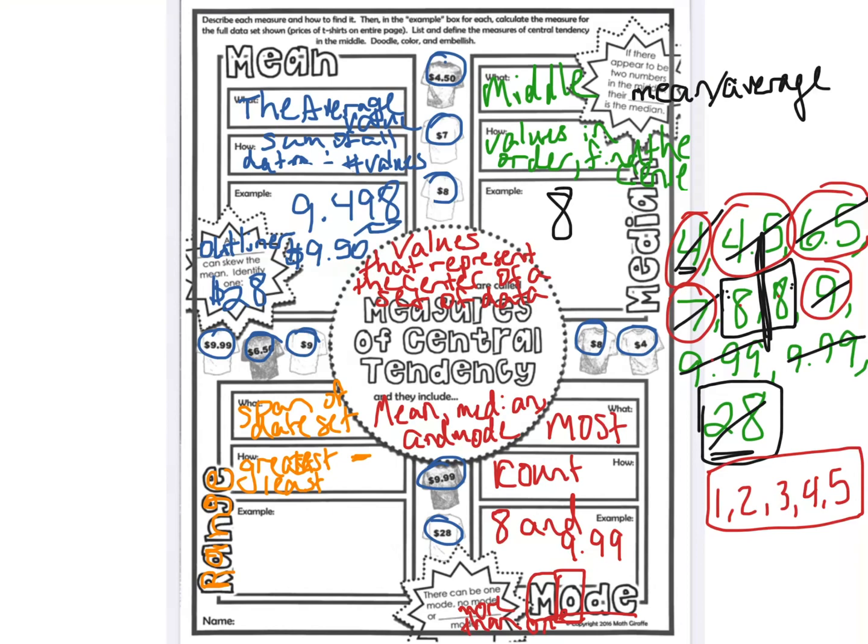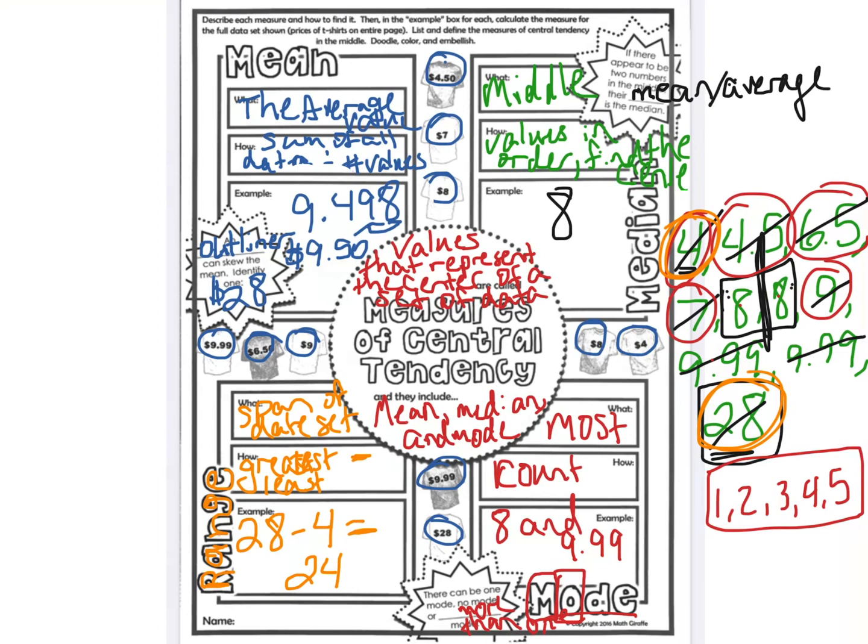So in our set of data over here that we've been working with, our biggest number is 28. And our smallest number, our least number, is 4. And we just subtract those two numbers. And our range is 24. All right, so keep in mind that range is not a measure of central tendency since it doesn't measure the center of the data, but it is a good piece of information because we can learn more about the measures of central tendency when we know the range.